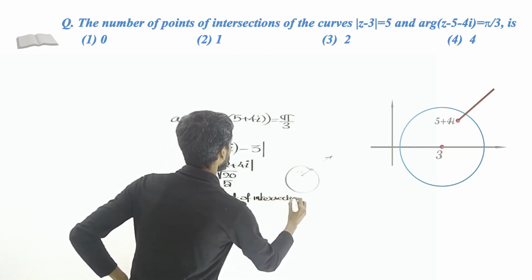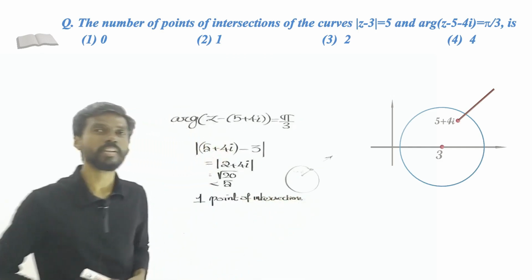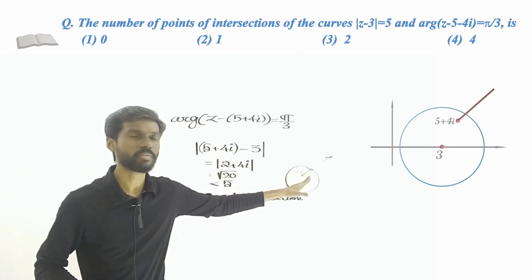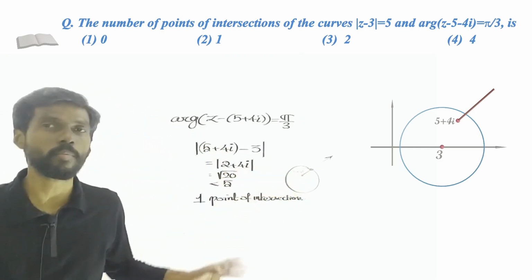So that's all, right? We just have to draw these two curves and then find the number of intersections. That's all, right? So in this case, it happens to be just one point. Okay.